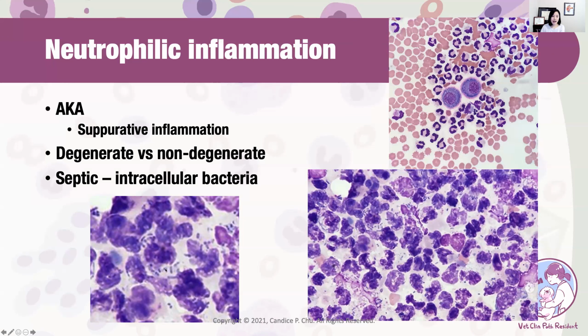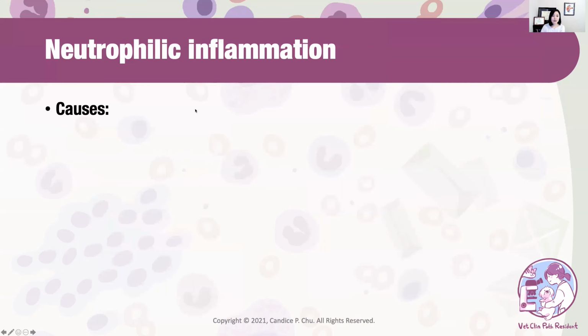But I understand that sometimes the concept of septic can be mixed up with sepsis. So I will try to avoid using septic in my cytology report. I will just focus on using the term presence of intracellular bacteria. And I think that makes it very clear to a clinician that I do see bacteria, and this is a bacterial infection. All right, so there are several causes for neutrophilic inflammation in addition to bacterial infection.